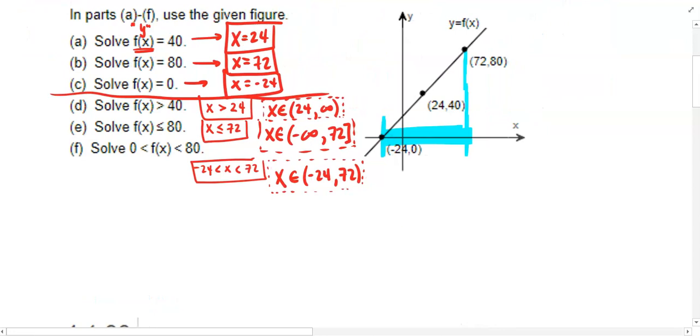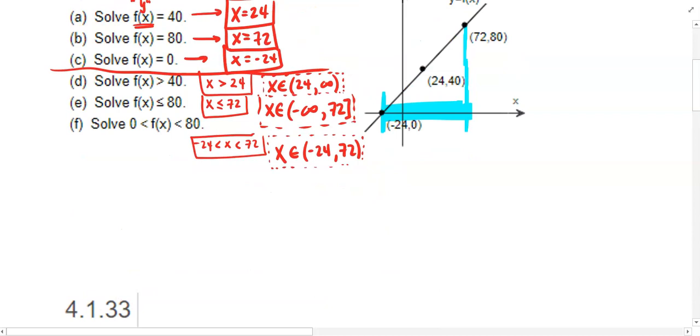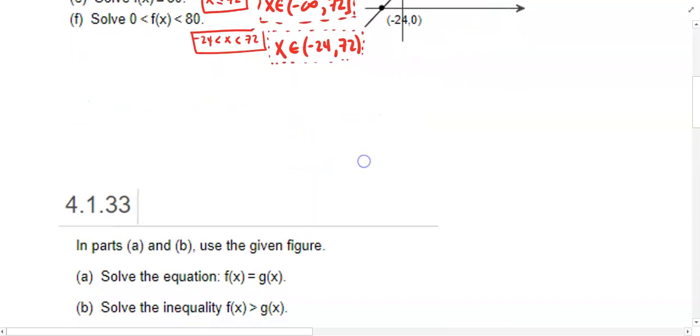So hopefully that helps clarify this style of question. This one shouldn't be too challenging for you, especially once you understand the notation and the implication of each problem.